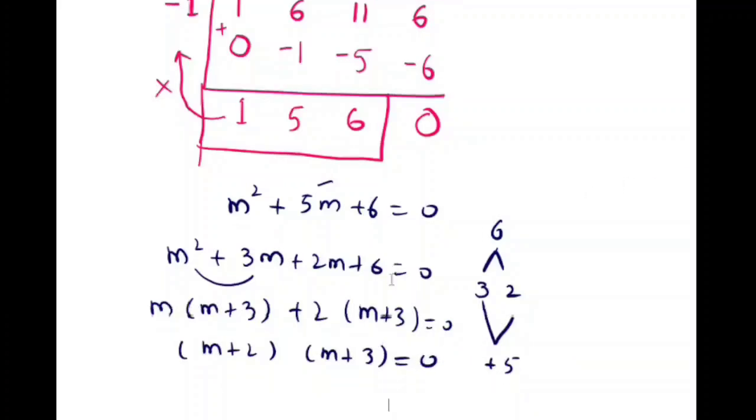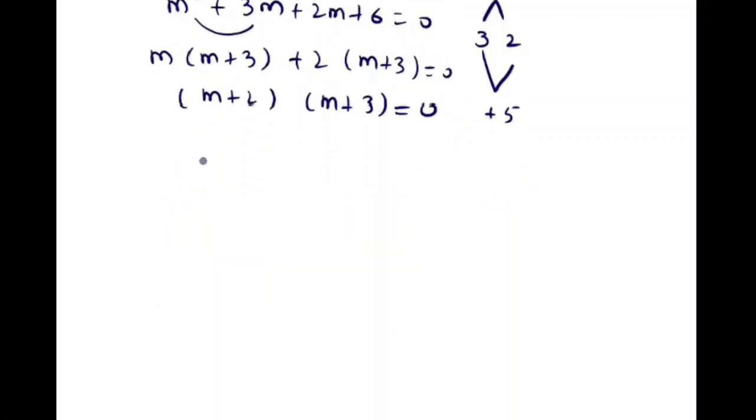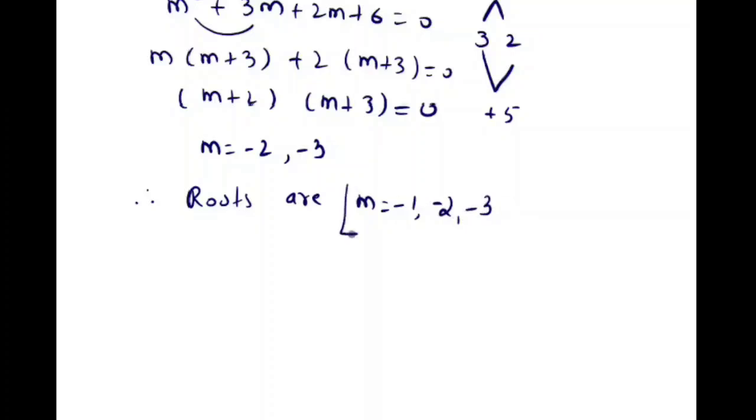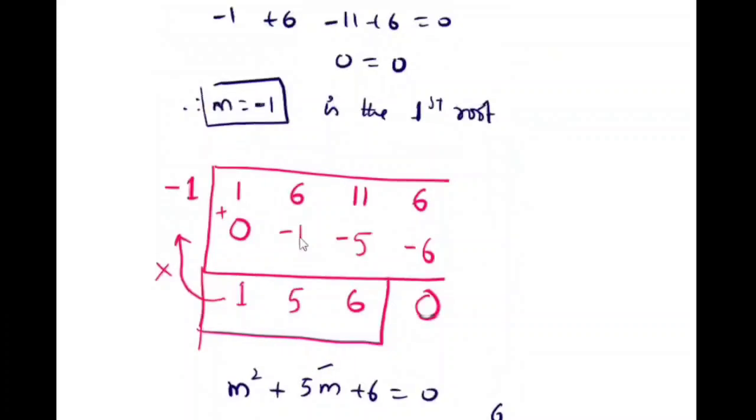Now, equate them separately. What you will get, my dear students? m is equals to minus 2, minus 3. Therefore, roots are m is equals to minus 1, minus 2, minus 3. Why minus 1? We already used this as a first root. You need to use it at the end of the problem. So most of the students forget to write this root, but this is the root.